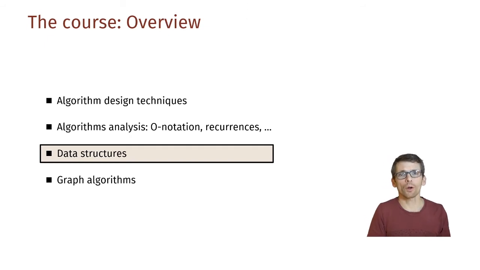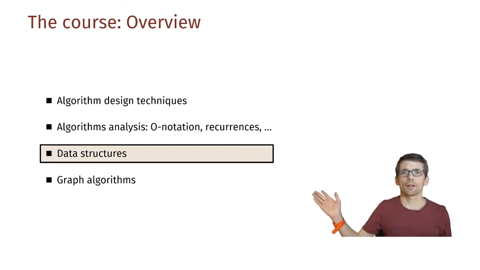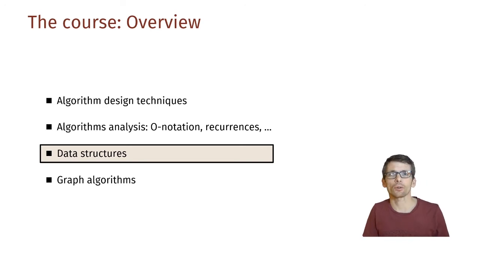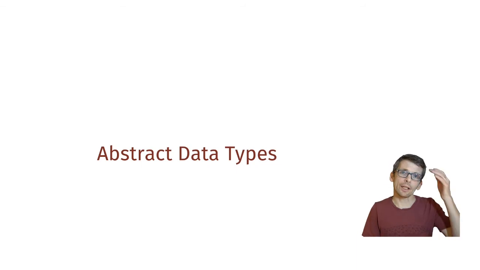And in the overall course, we're in this third part here. So we've seen how to design algorithms, how to analyze algorithms, and now we're going to look at data structures. Okay, so what are abstract data types?